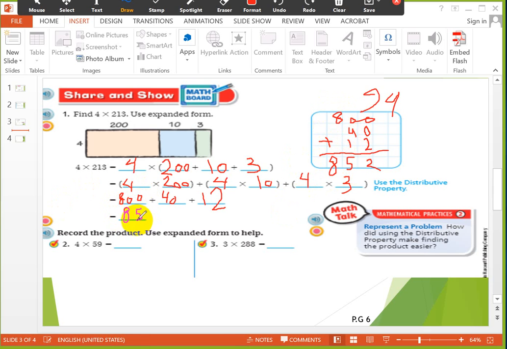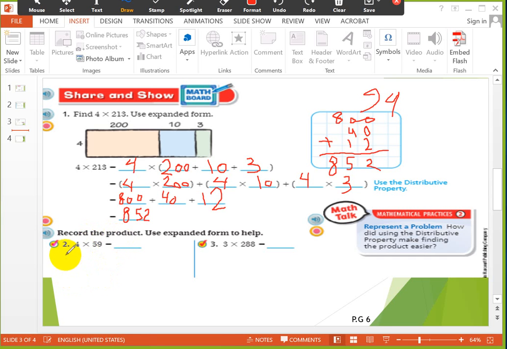852. Okay? This is the final answer. Now let's find number 2. Number 2, I want to multiply 4 with 59 by using expanded form. So first thing, I have to write 59 in expanded form.